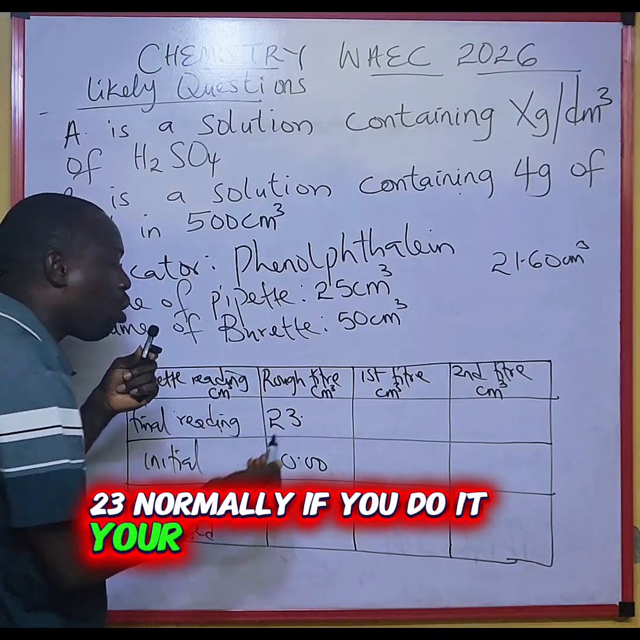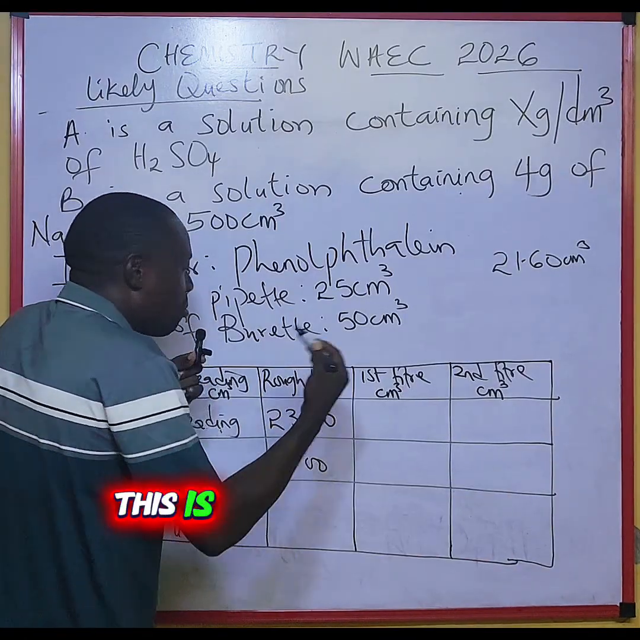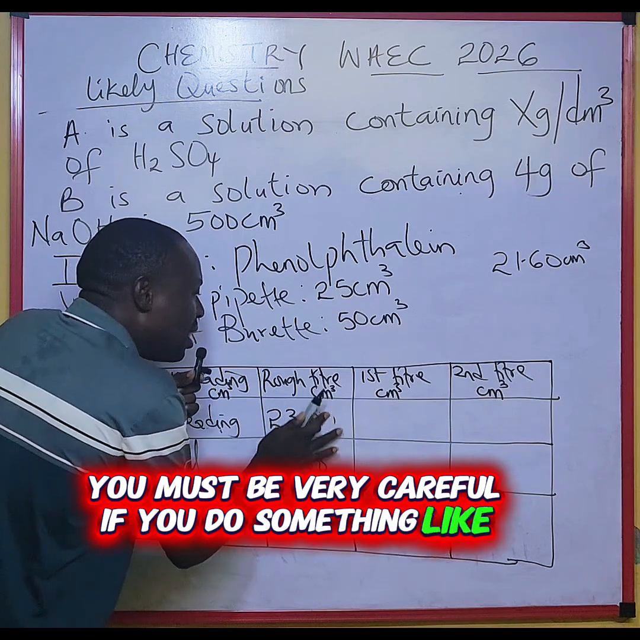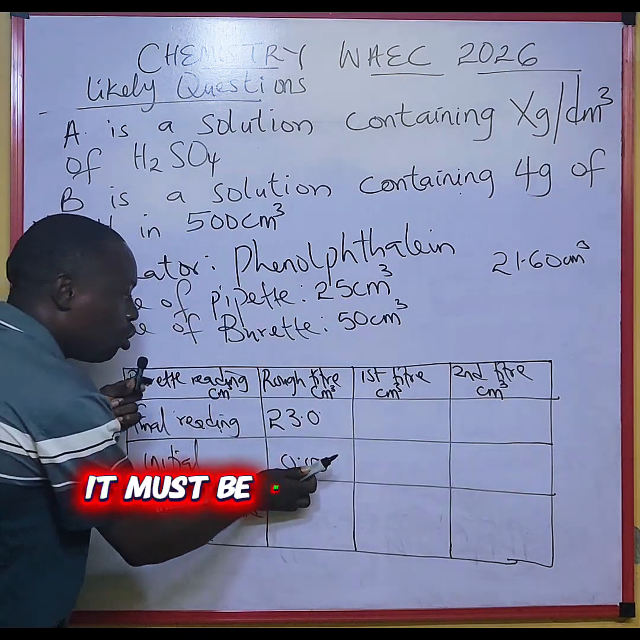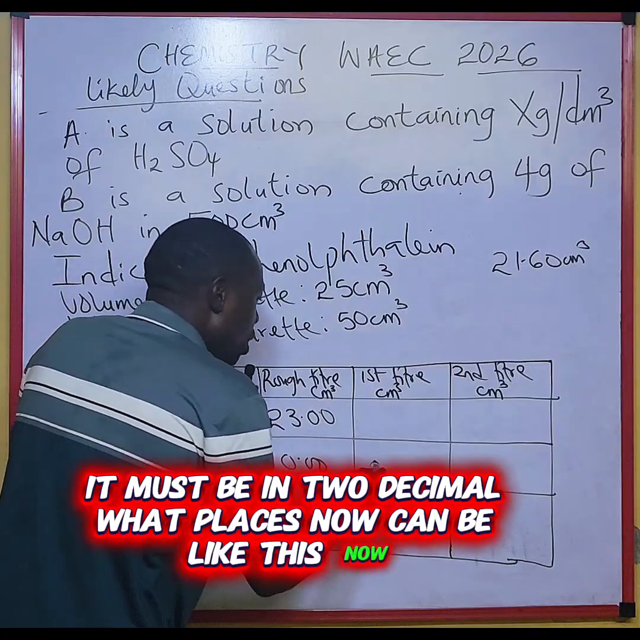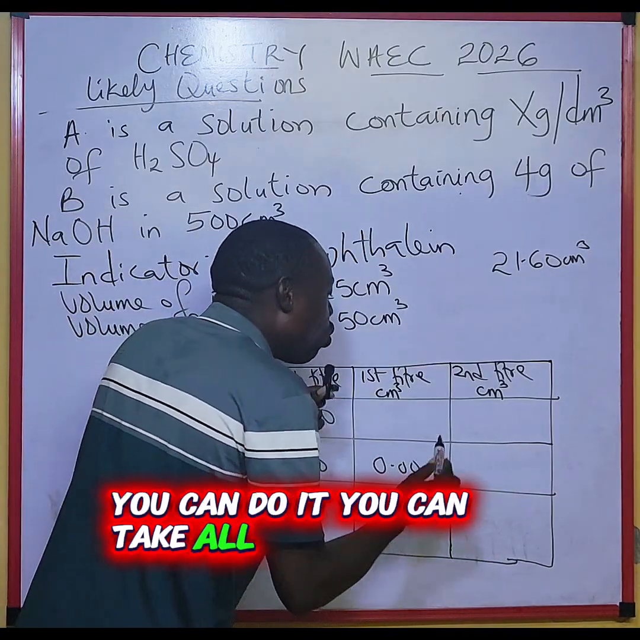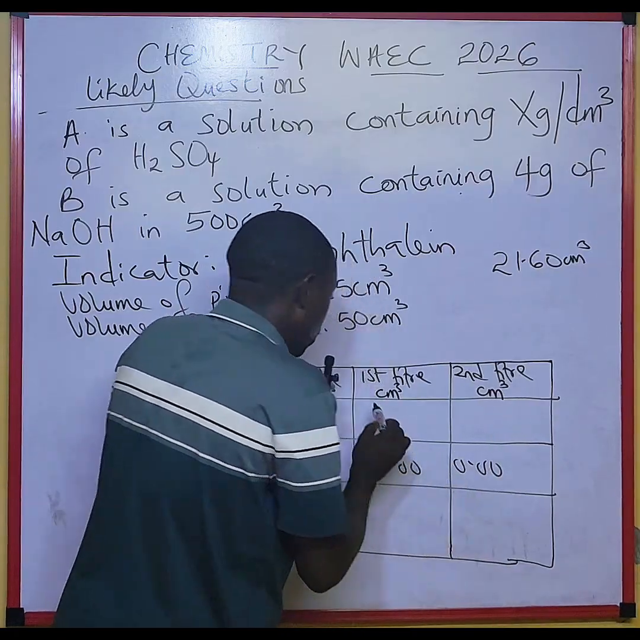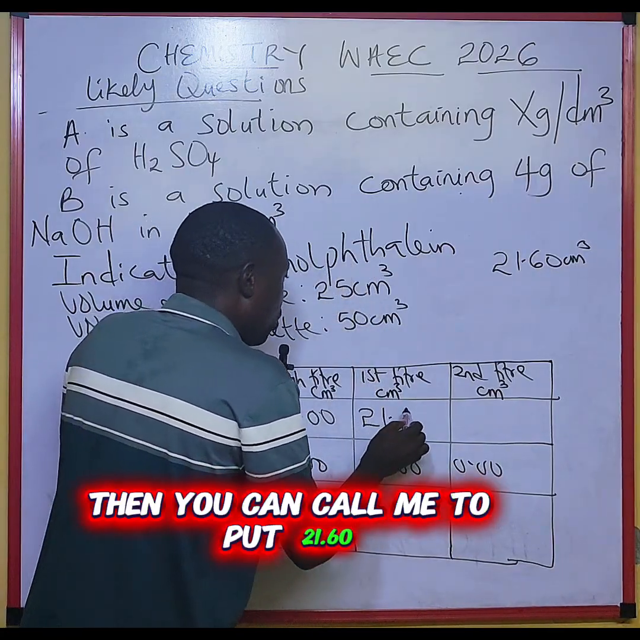Normally, if you do it, your rough can give you this. This is factual. Remember, you must be very careful. If you do something like this, you are wrong. It was meant to be 2 decimal places. Now it can be like this. You can take all your burette initials to be 0.0. Then you can come here to put 21.60.